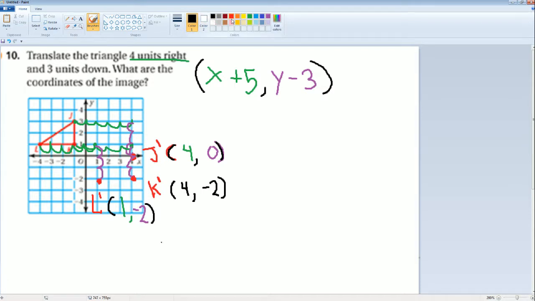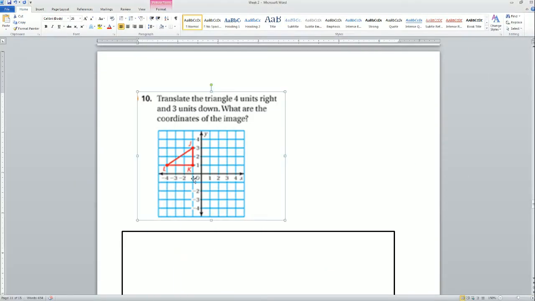So the new triangle, if you would like to see it, looks like this. Let me make that red for you. Then it goes like this. Then it goes like this. Perfect. So these are your new coordinates. That is the answer for that one.